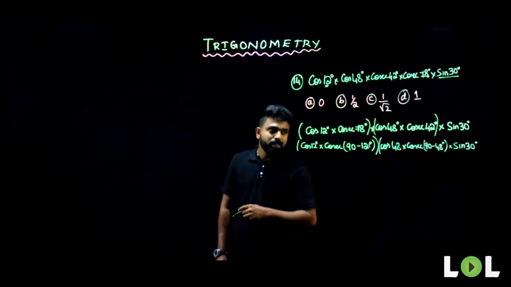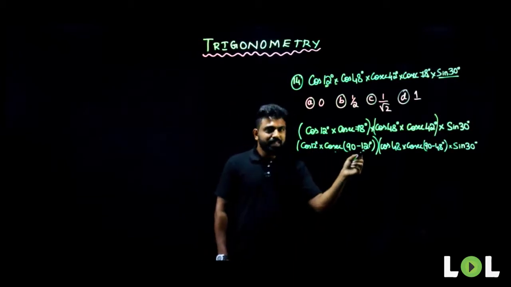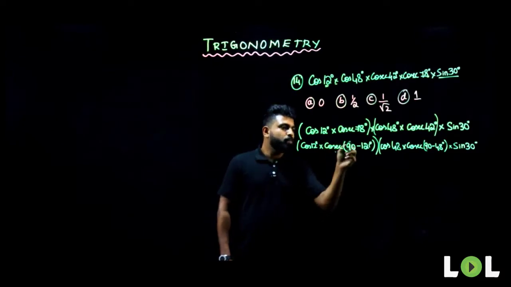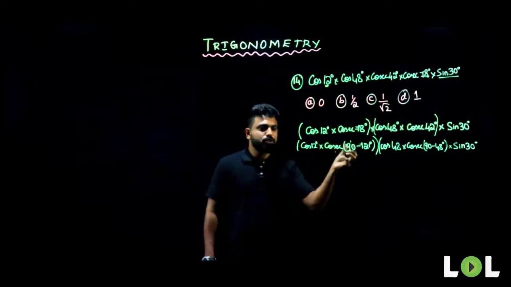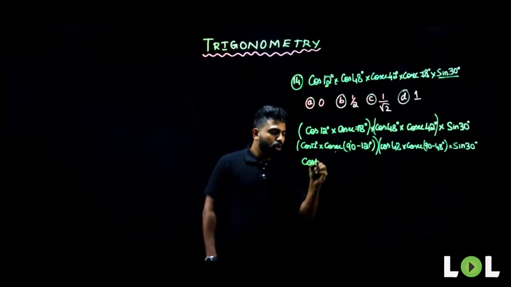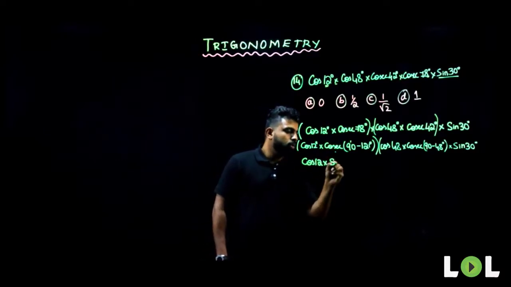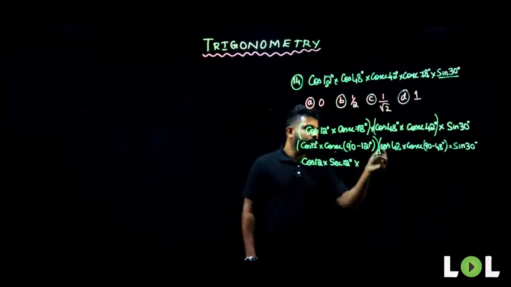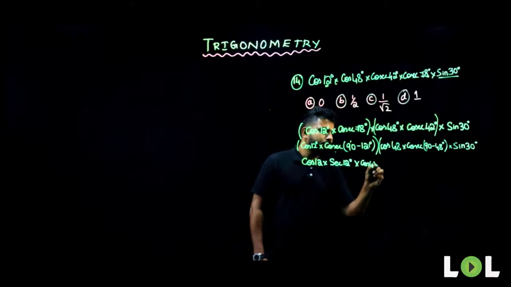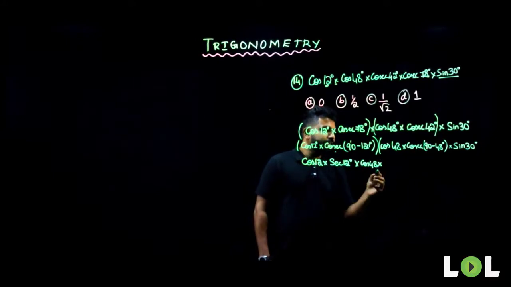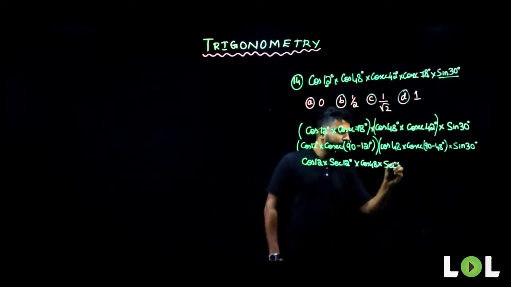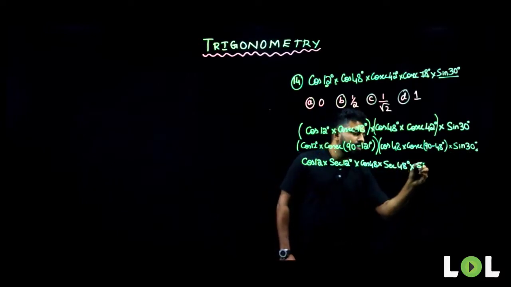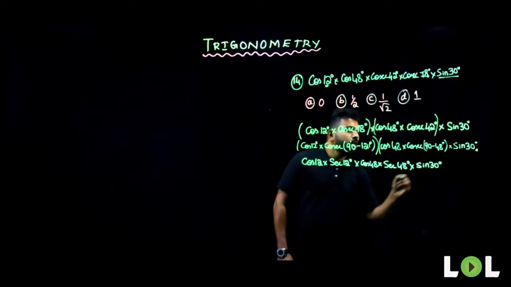So now, what is the value of cosecant 90 minus theta? Cosecant 90 minus theta is secant theta because it is moving around 90 degrees and cosecant changes to secant. So cos 12 degrees into secant 12 degrees into what is the remaining? Cos 48 degrees into cosecant 90 minus 48, which can also be written as secant 48 degrees. And which is my lone warrior here? Sin 30 degrees.